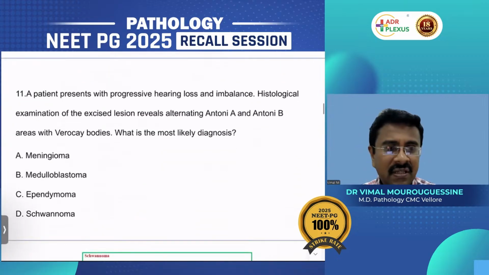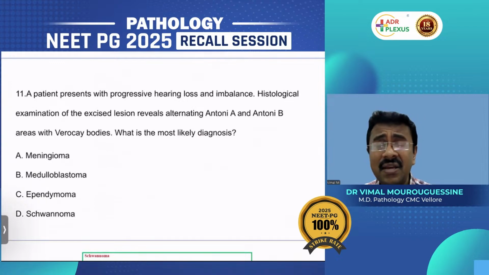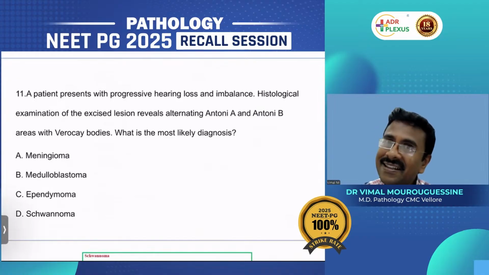Moving on to the 11th question. A patient presenting with progressive hearing loss and imbalance, and a histological examination revealing alternating hypercellular Antoni A and hypocellular Antoni B areas, and somewhere Verocay bodies were also given, so we'll add that also. So the likely diagnosis here is none other than our nerve sheath tumor, that is schwannoma.